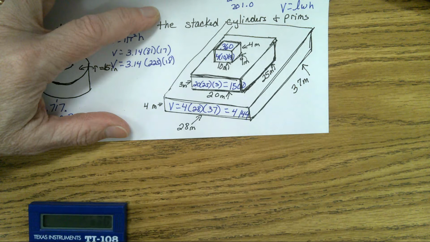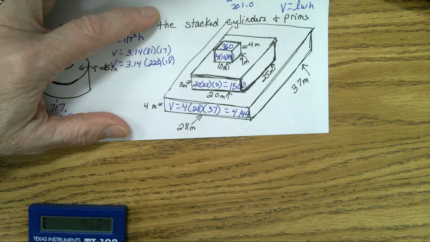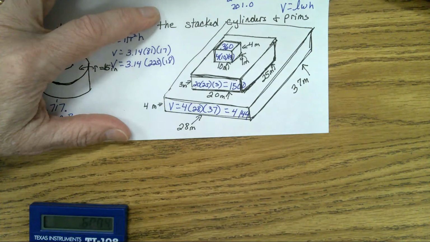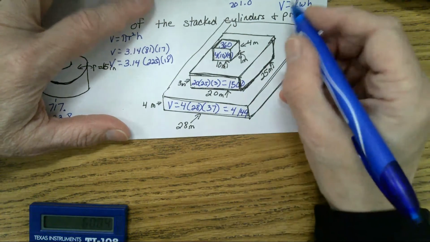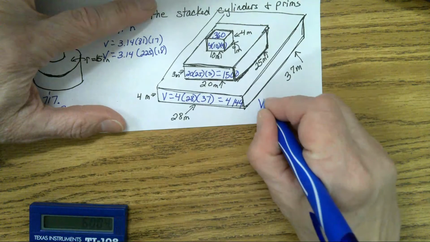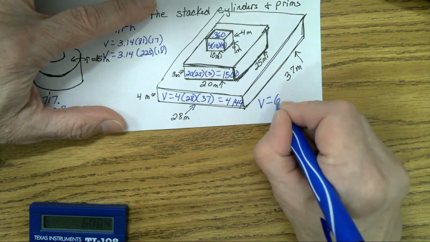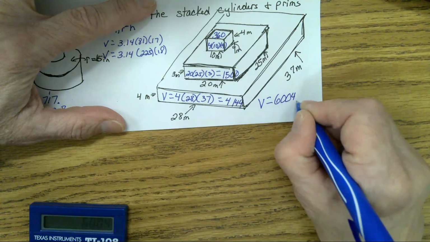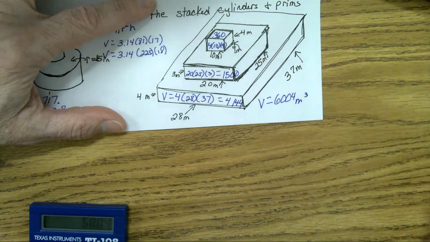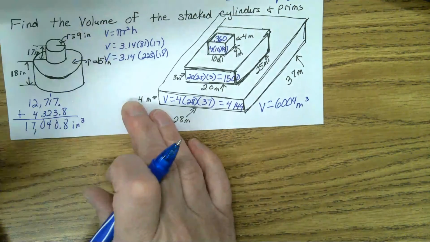$360 plus 1,500. Did you get 6,004? Yeah. So the volume of this whole shape equals 6,004 meters cubed. Any questions on that?